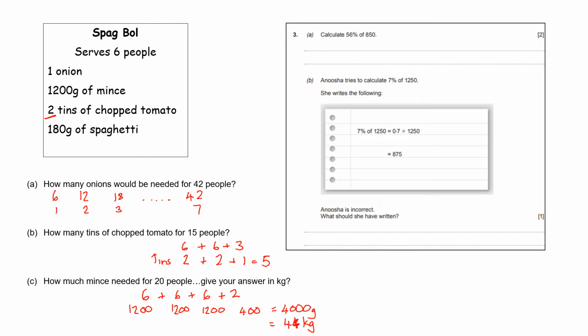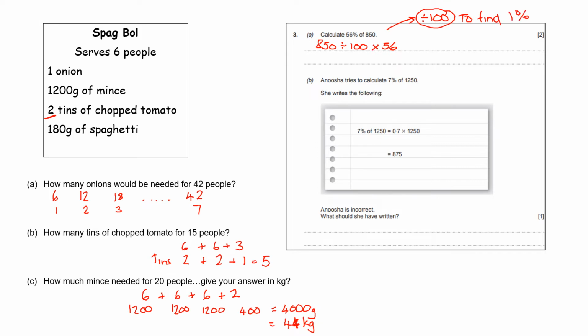Okay, calculate 56% of 850 pounds. One way to do this, okay, there are a couple of ways, is to take the number, divide by 100, which finds 1%, and because I want 56%, times by 56. So the big step in a percentage question with a calculator is always to divide the number by 100, and the reason I'm doing it is to find 1%.